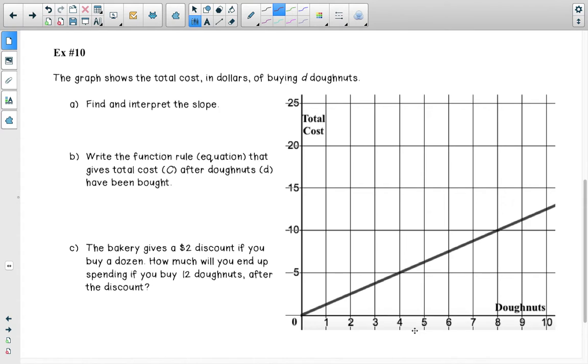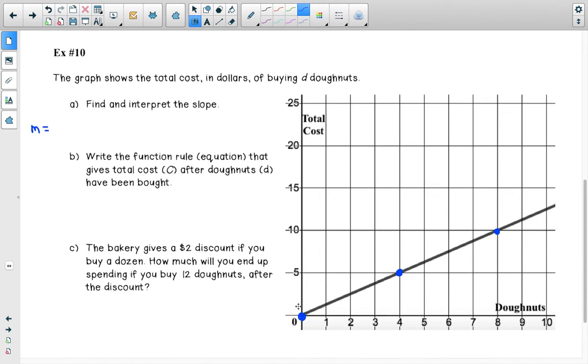This next question gives you a graph. The graph shows the total cost in dollars of buying D donuts. We want to find and interpret the slope. So to find the slope, we want to find the change in y over the change in x. When you're looking at a graph, you want to find the location where the graph goes through a nice clean cross. This location right here does not go through a vertical and horizontal line. It's only going through the vertical. So we have a coordinate here, and then we have another coordinate right here because these are going through the vertical and horizontal.